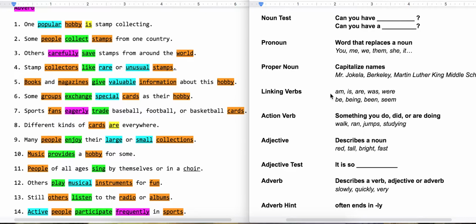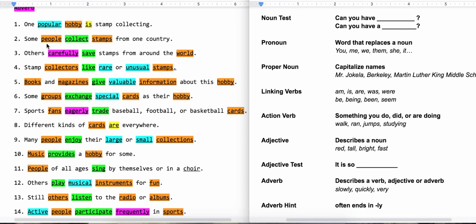Am, is, are, was, were. Okay, people is a noun. Can you have people? Yes. Collect is a verb. Is that something you do? Do you collect things? Yes. Stamps are a noun. Can you have stamps? Yes. Carefully is an adverb.